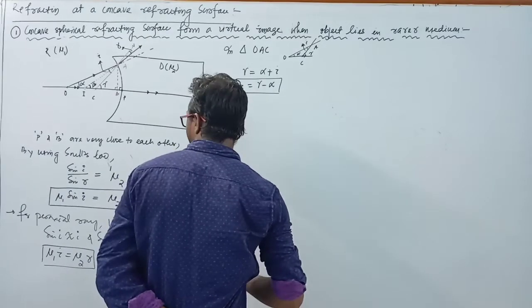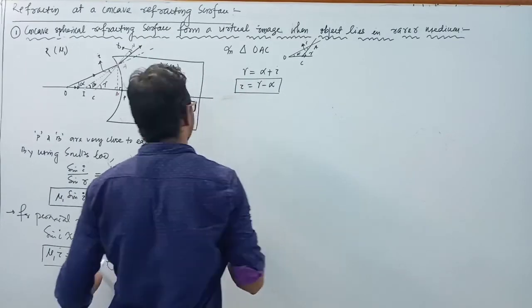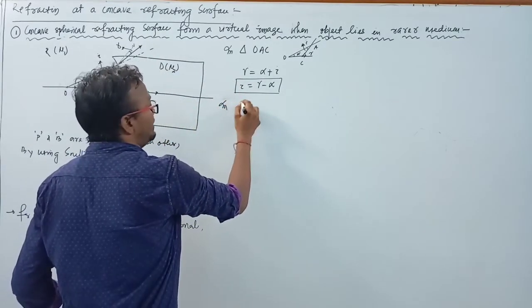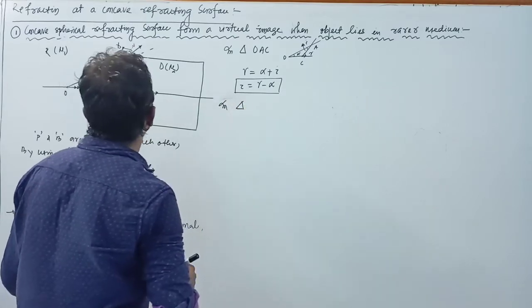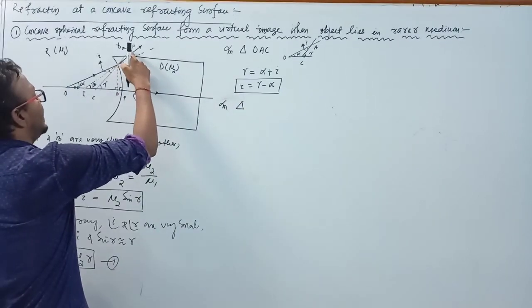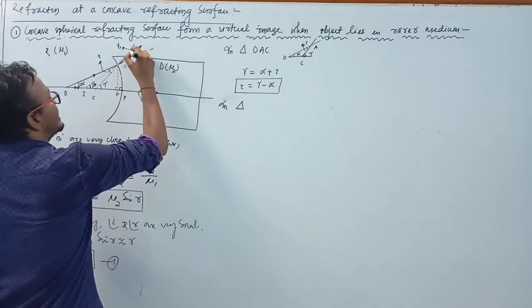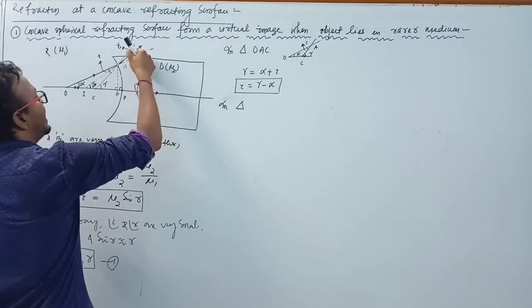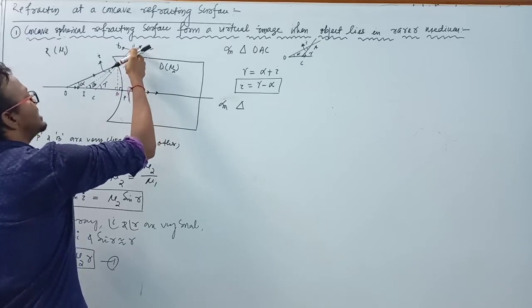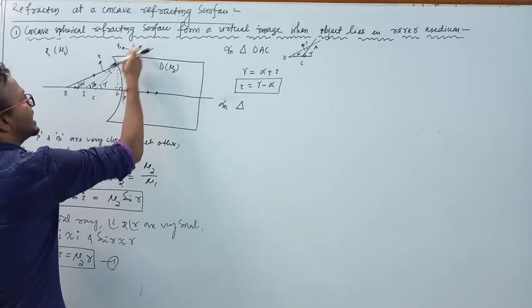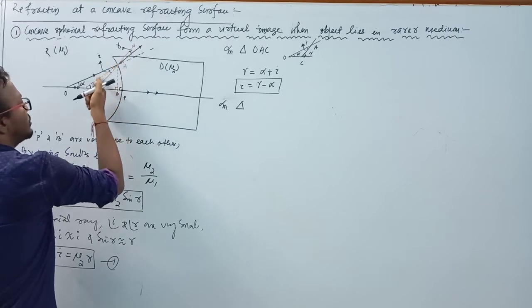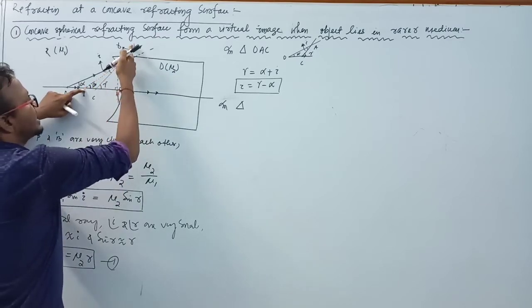Now we have to find the value of the angle of refraction r. So in the triangle we have to find this refracting angle r. This is the refracted ray and this is the produced ray which meets at point I, and this is the normal.